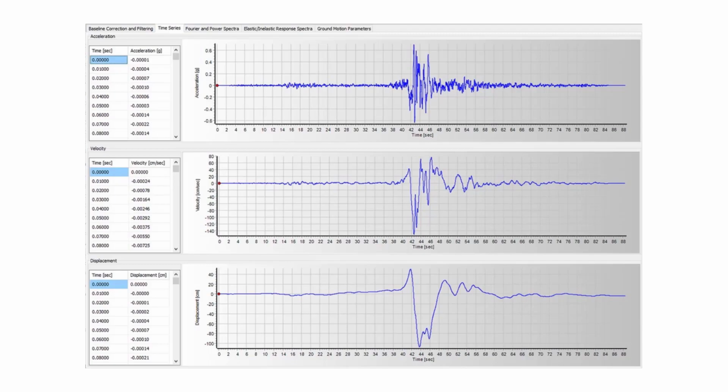So the first point is the PGA and the spectral acceleration. Now the PGA is known as the peak ground acceleration. So when the earthquake hits, the ground is subjected to rapid shaking, and the peak acceleration thus experienced by the ground is known as the peak ground acceleration.